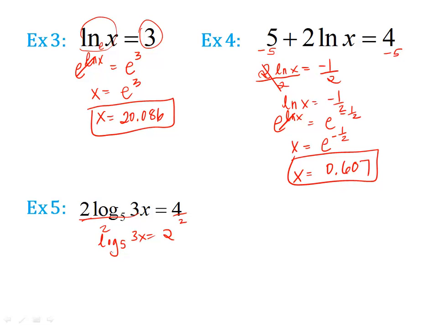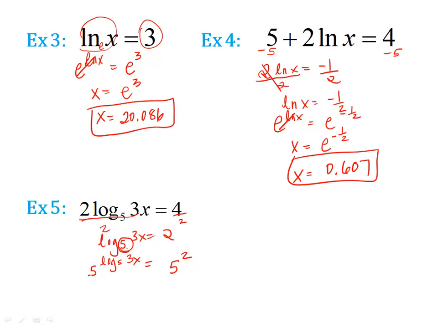Now, what's unique about this problem is it's the log base 5. It's not the log base 10 or natural log. It's the log base 5. So I want to create the base that's going to cancel out the logarithm. So I need the bases to be the same. So I'm going to make my base a 5. So I'll do 5 raised to the power of the log base 5 of 3x equals 5 squared.